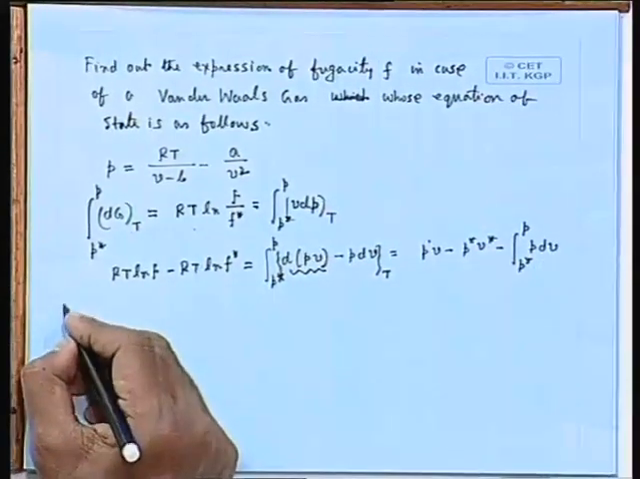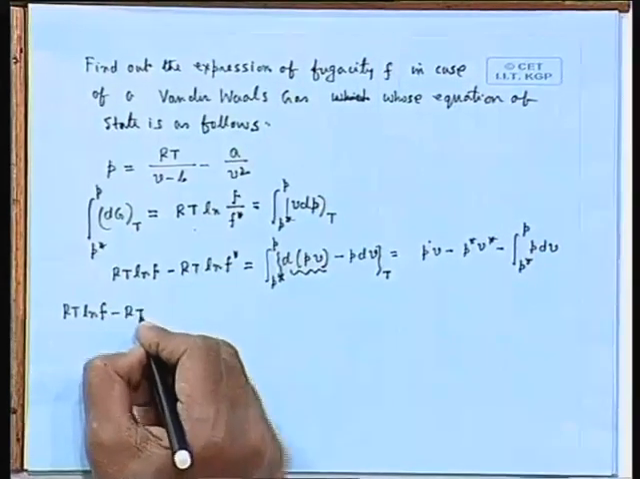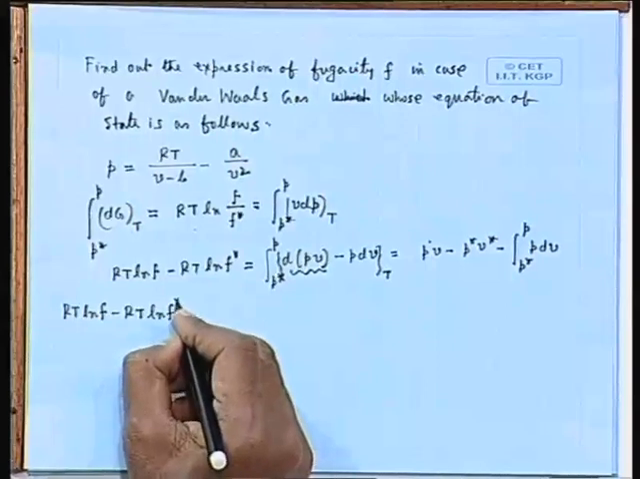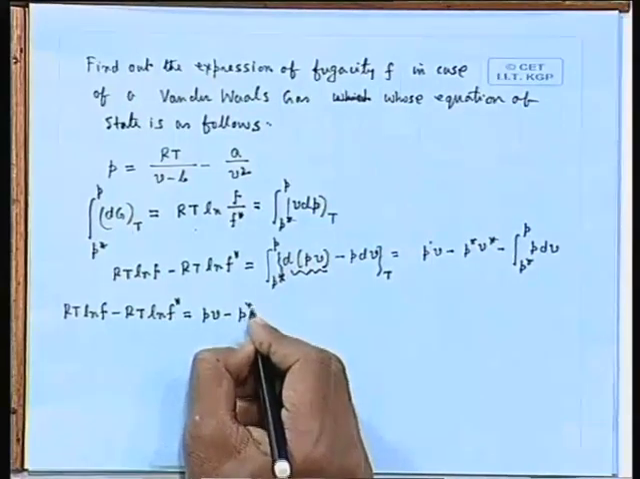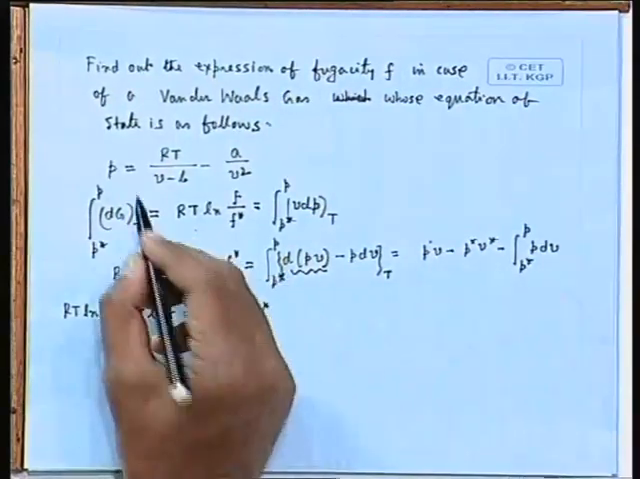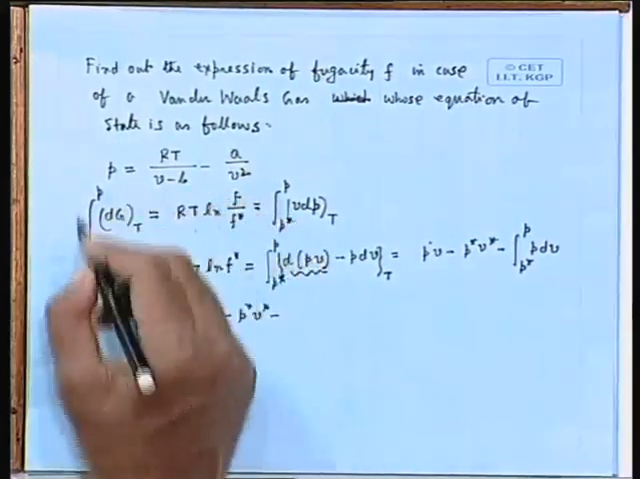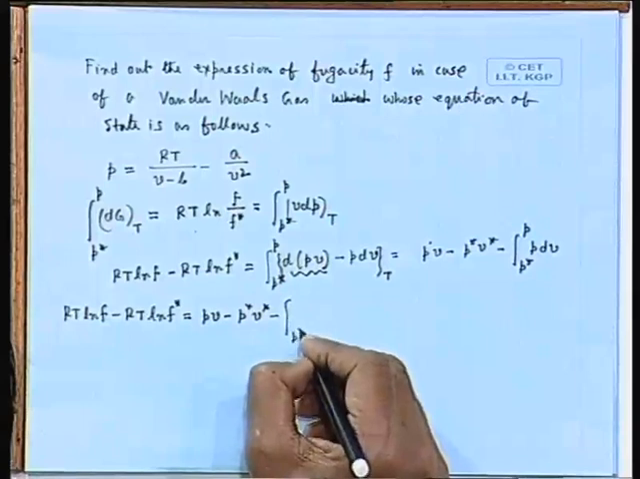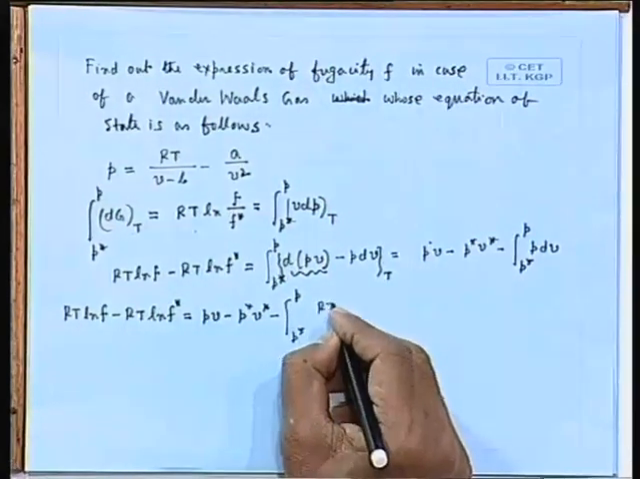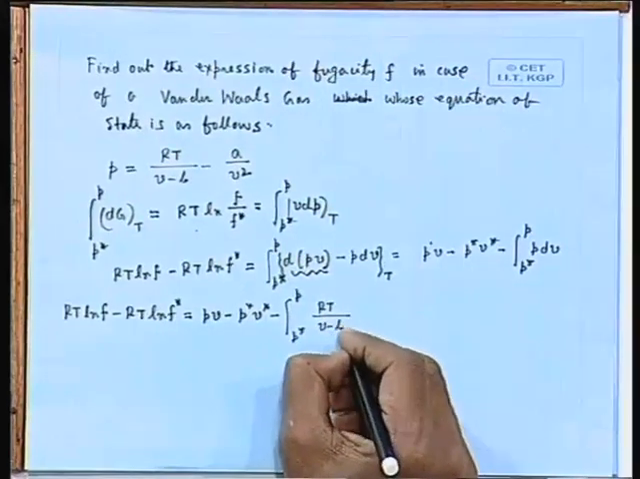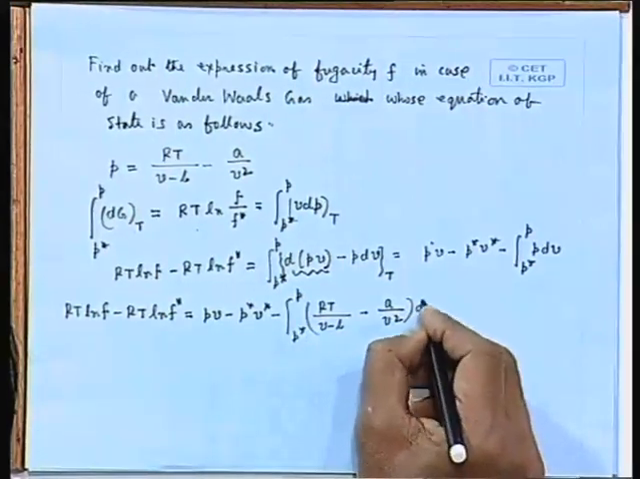Therefore, we can now write RT ln f, with a little algebra, minus RT ln f star equals PV minus P star V star. Now I just substitute P explicitly in terms of V, which is possible from this type of equation of state, integrating from P star to P. P is RT/(V minus B) minus A/V² dV.